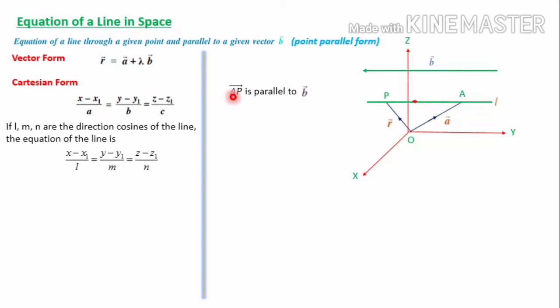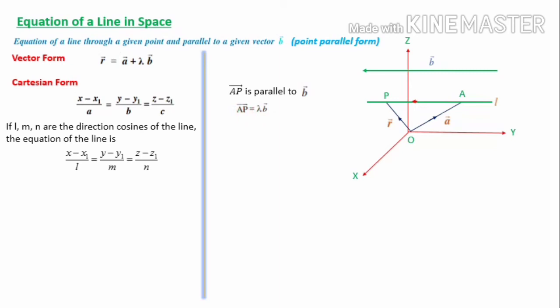So if one vector is parallel to another one, then we can write one as a scalar multiple of the other. That is vector AP = lambda into vector b. Here lambda is the scalar. So vector AP we know how to calculate.